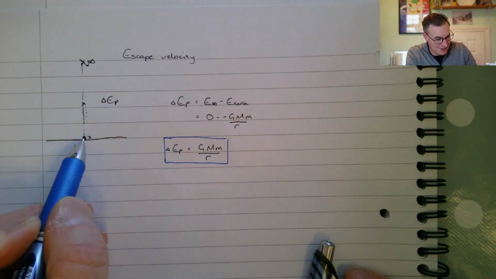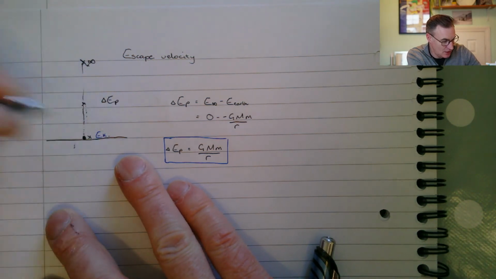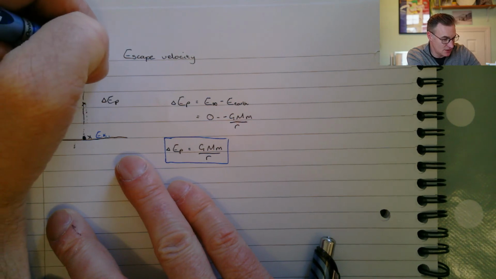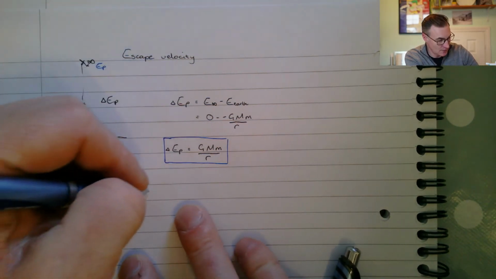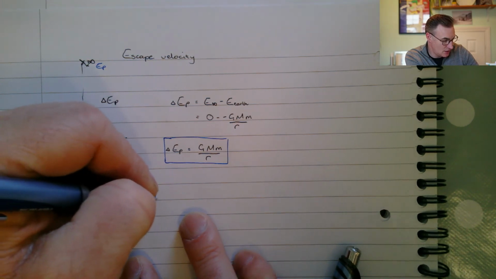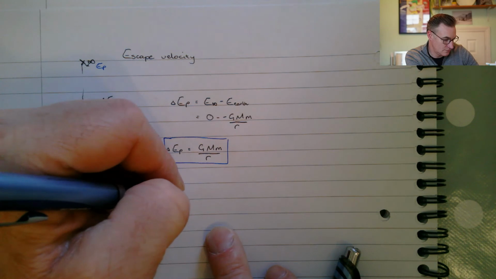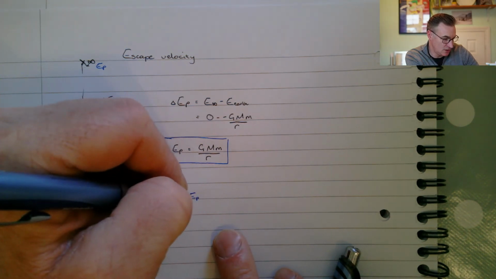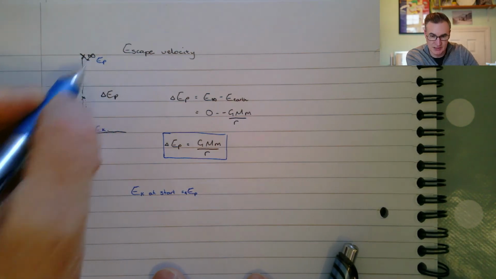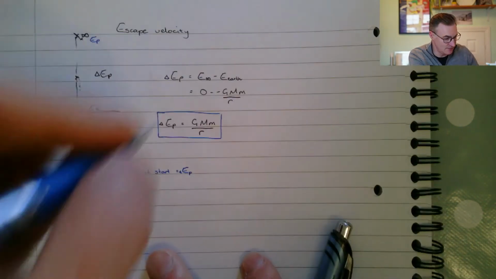It starts off here, goes to here, and the change in potential energy is going to be that. Now, what happens is that the EK, by the time it gets to there, is turned into EP. So we can see that the EK at the start is equal to delta EP, i.e. the gain in potential energy. Whatever it's lost in kinetic energy, it must gain in potential energy.